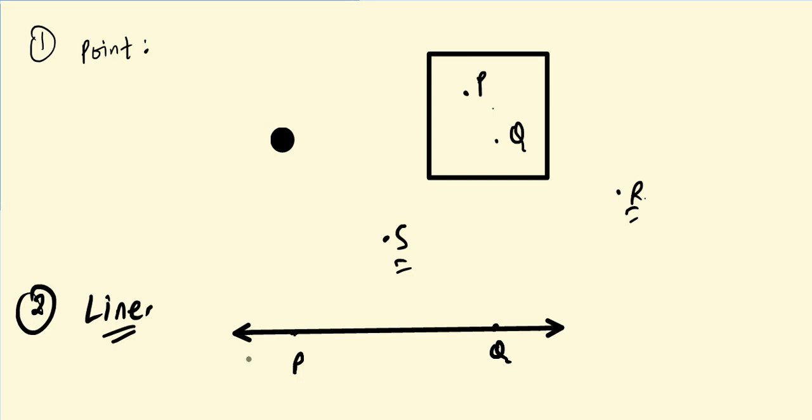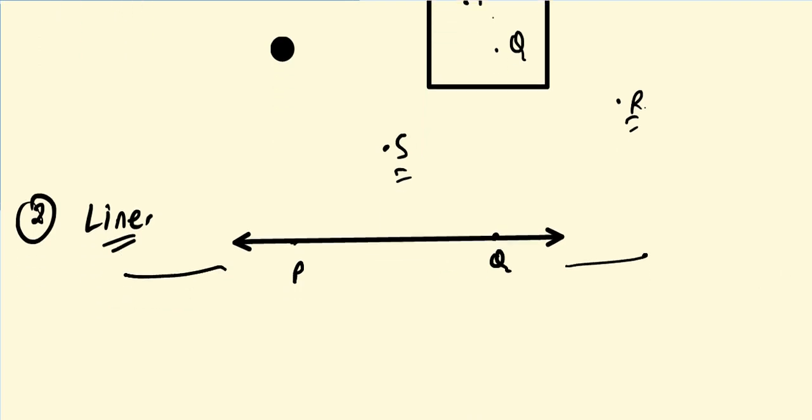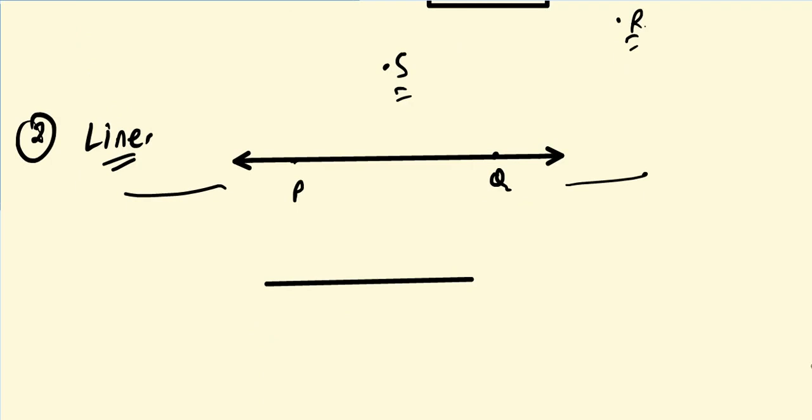You can extend the line in this direction as well as in this direction, because you don't know what is the length of the segment here. Suppose you have to draw a line segment of 5 cm. So by pencil and with the help of a scale or ruler, you can draw a line which is equal to 5 cm. For a line, you should have data.